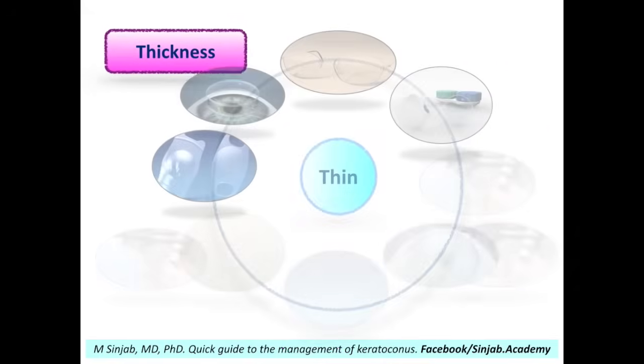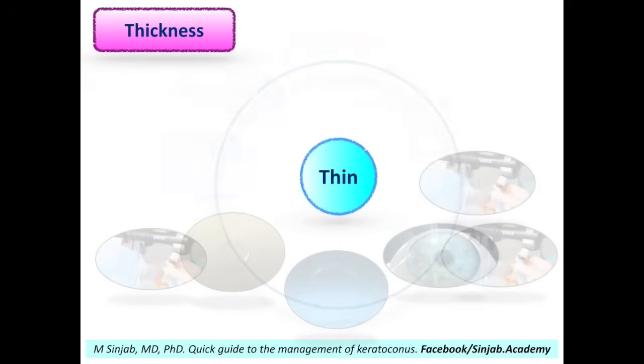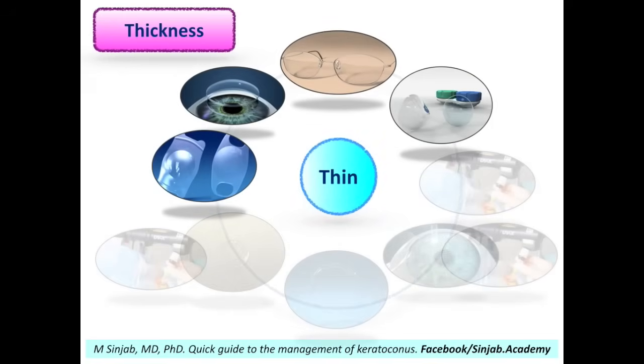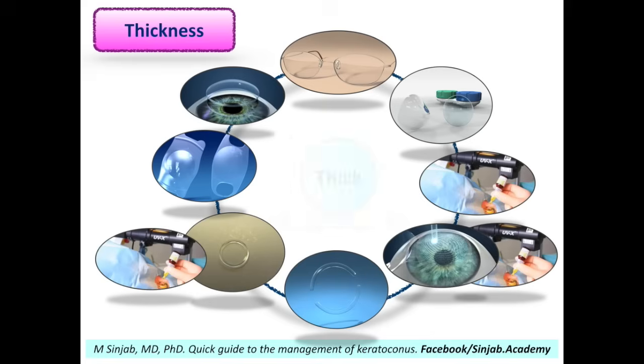Corneal thickness. When the cornea is thin, we have four options: glasses, contact lenses, phakic IOLs, and corneal grafting. But when the cornea is thick, all options are suitable.